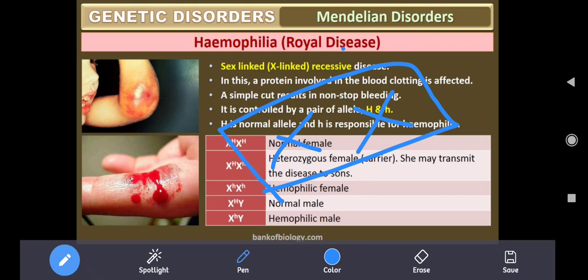Are you clear? I hope you came to know the difference between the dominant X chromosome and the recessive X chromosome, and also which female is a carrier, which female is affected, and which female is normal. So XX female is normal, XH female is a carrier, and both X consisting of XH and XH, she will be an affected woman.